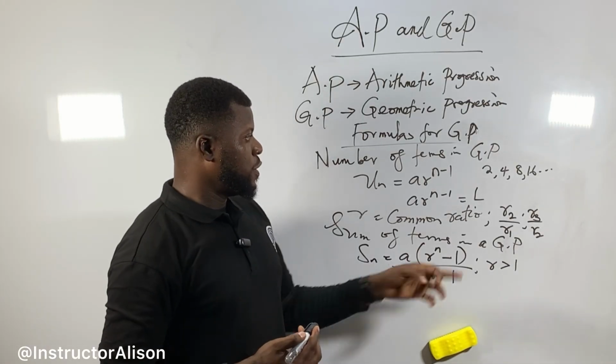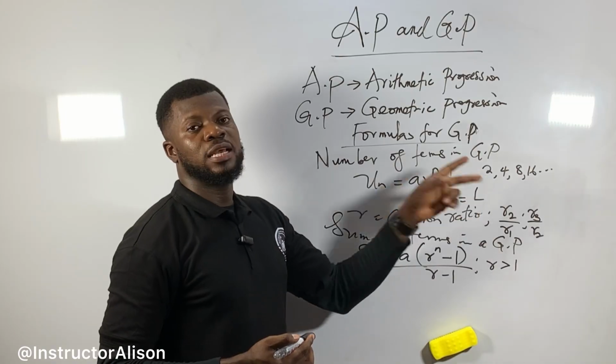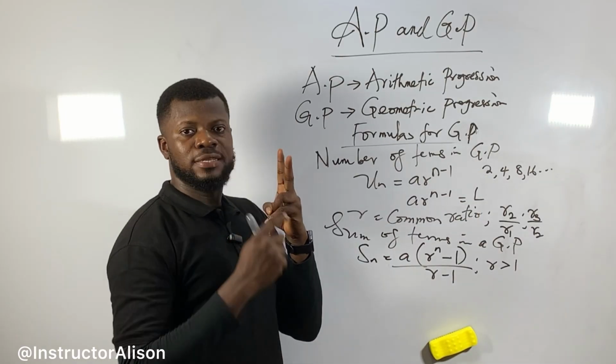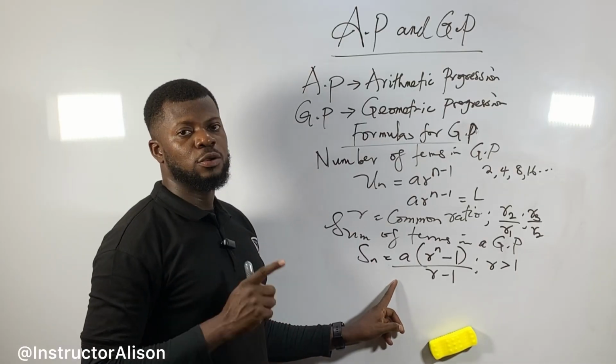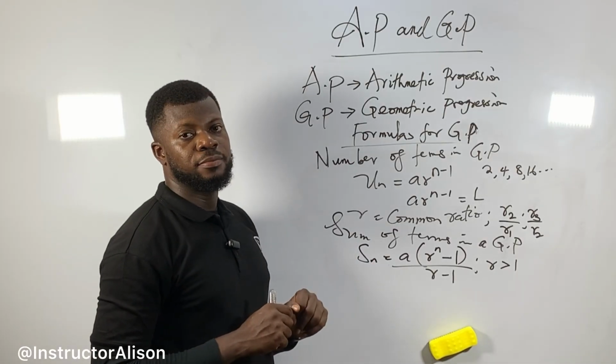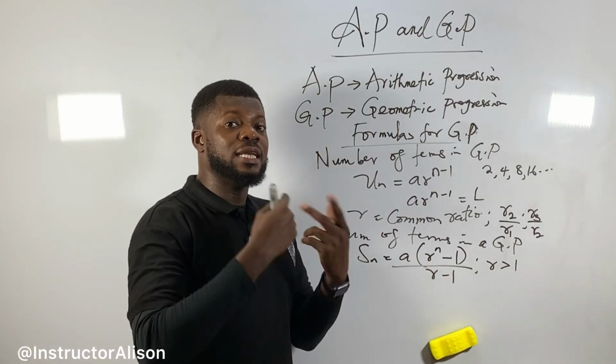This particular formula is convenient when r is greater than 1. What do I mean? If you divide the second term by the first term, maybe 4 divided by 2, and the answer gives you 2. Is that 2 greater than 1? If 2 is greater than 1, this is the formula you will use to find the sum. You understand? Anytime the value of r you get is bigger than 1.